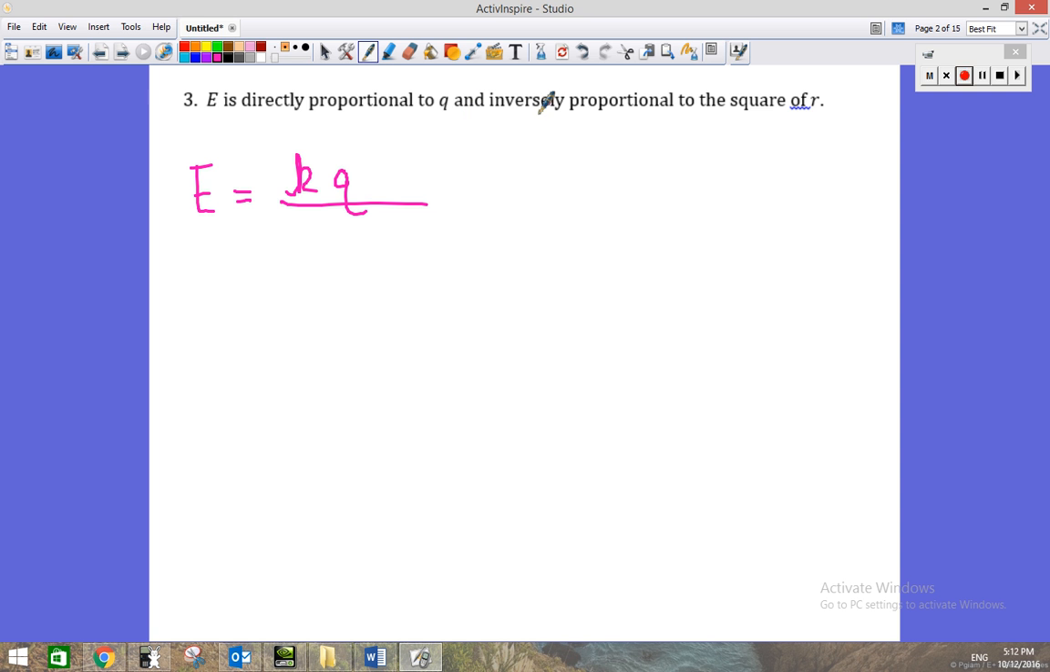When I see inversely, it's division, but it's not just r, it's the square of r. So r is being raised to the second power. Be careful and don't add an extra word. It doesn't say square root, but it's awfully easy to accidentally think that it says that. But this is my answer for problem 3.